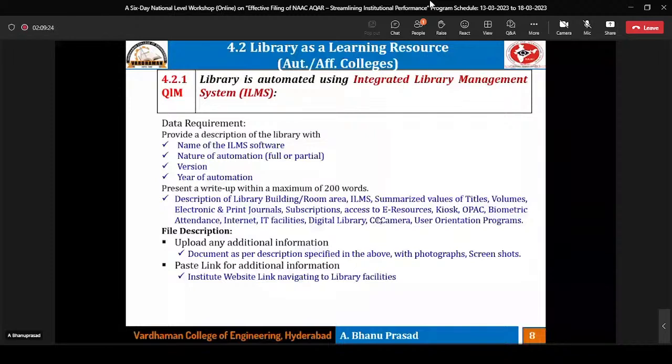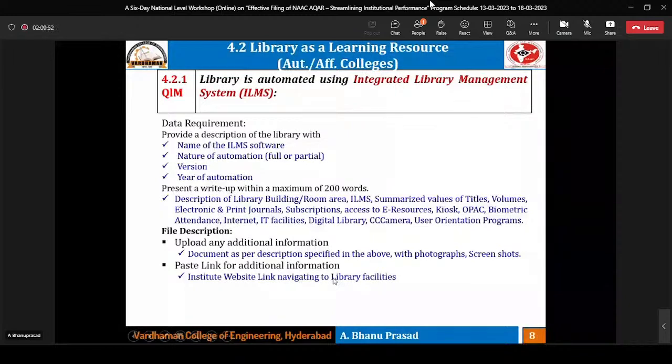So user orientation programs can be taken up by the librarian, and those photographs can be uploaded. In the file description to upload, we can have the description specified above, with photographs and screenshots. And in the link, we can give the link navigating to the library facilities from the institute website.